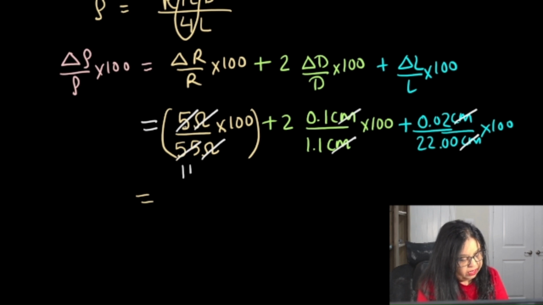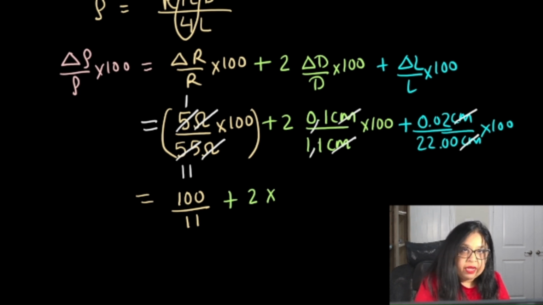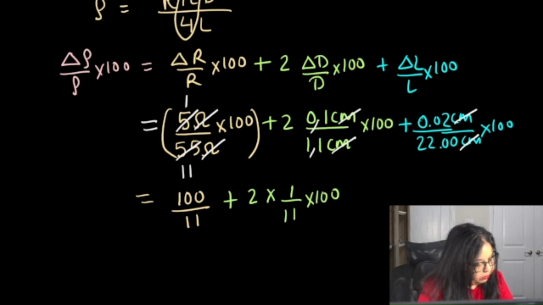5 goes into 55 11 times. We are left with 100 divided by 11 plus we have 2 times. Now go ahead and get rid of this decimal by multiplying and dividing by 10. That gives us 1 divided by 11 times 100. The last equation, again multiply and divide by 100 to get rid of this decimal here. That will give you 2 divided by 2200, which is equal to 1 divided by 1100 times 100.